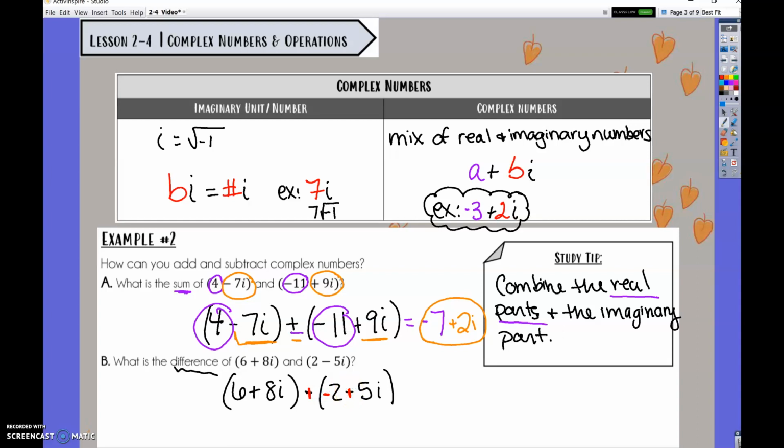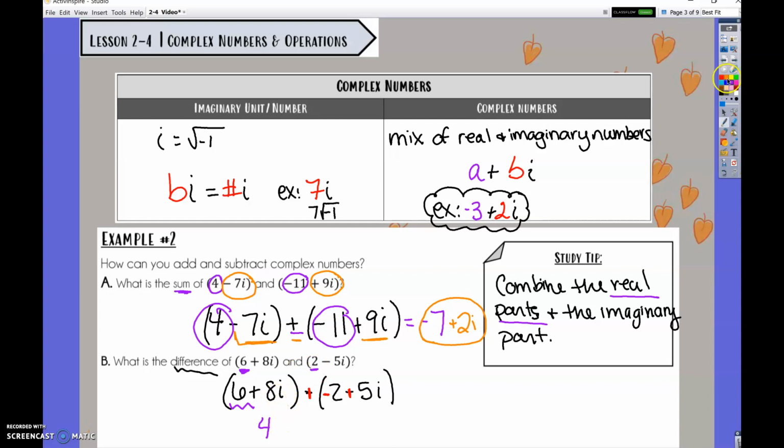One thing you could do is change this subtraction sign to a plus and then change all the signs afterwards. You might have heard keep, change, change. You might have heard change the subtraction to addition and add the opposite. If I do that, I would combine my real parts now, and I would have 6 plus negative 2, which would make 4. And I don't think that would confuse people.